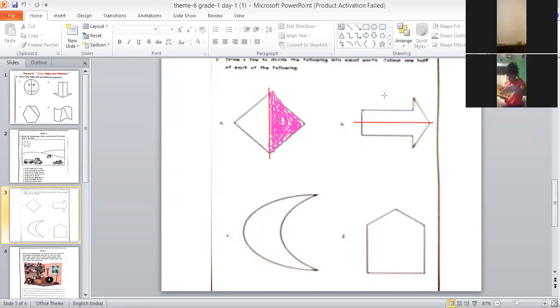Now out of these two we have to color half part. Half part means out of these two we will be coloring any one part of it. So I'll color it blue. You can use any color crayon. Half means out of two parts, one. Okay. So we have to color half part of it. This means out of these two parts, we will be coloring any one part.